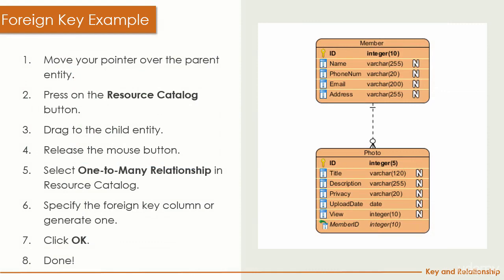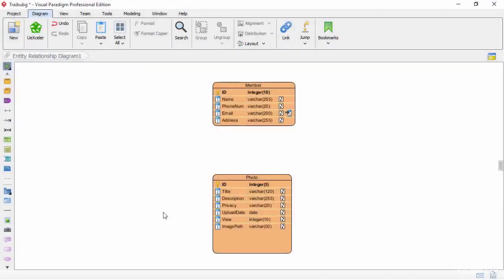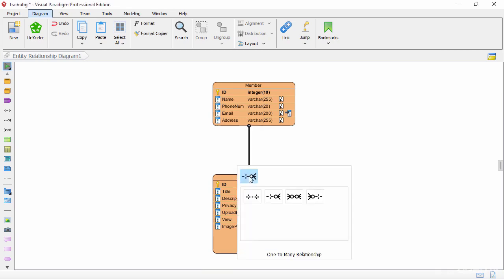Let me just show you how to do this relationship in Visual Paradigm. Here I have a very simple table, the member and the photo. To create a one-to-many relationship from the member to the photo is easy. You just move to the top right corner resource catalog icon. Drag it to the photo table. Be careful, put it on the photo label rather than inside the column. We put it on the photo.